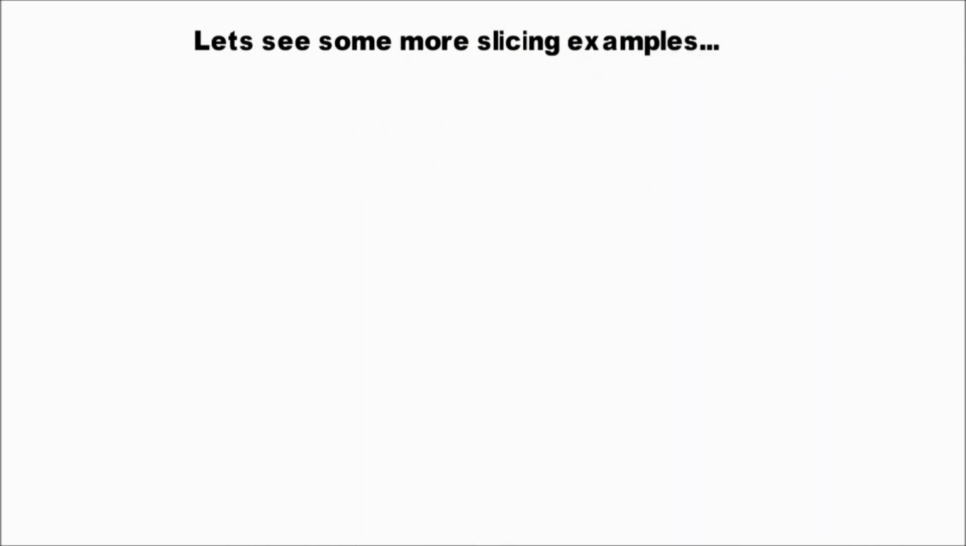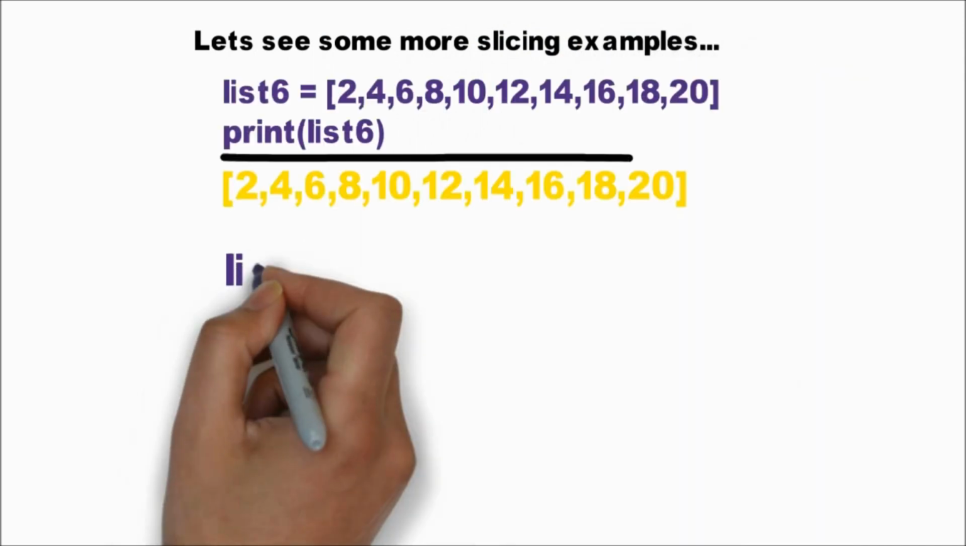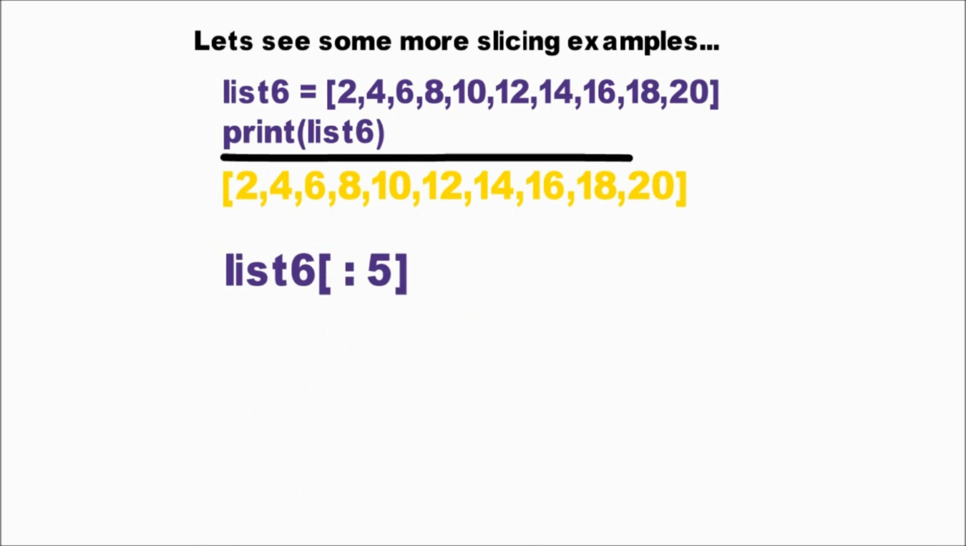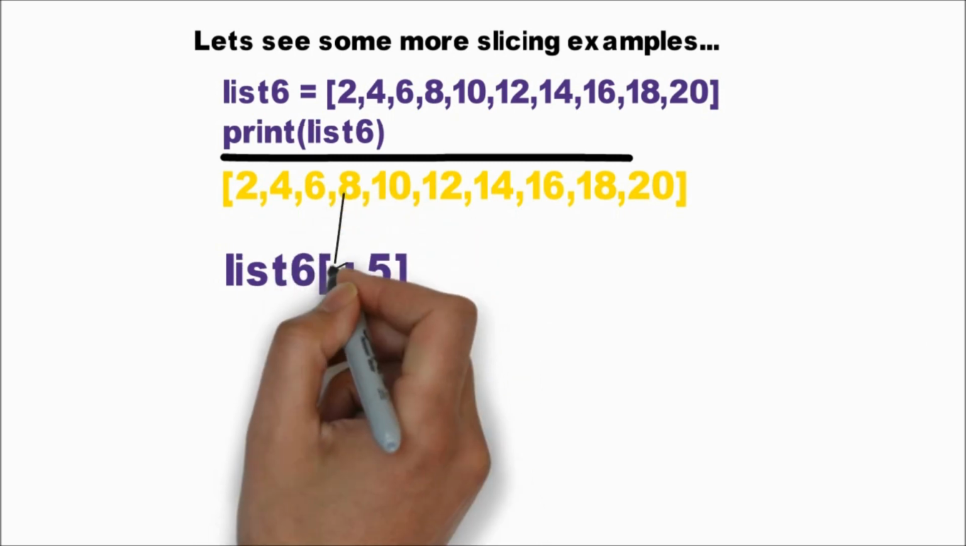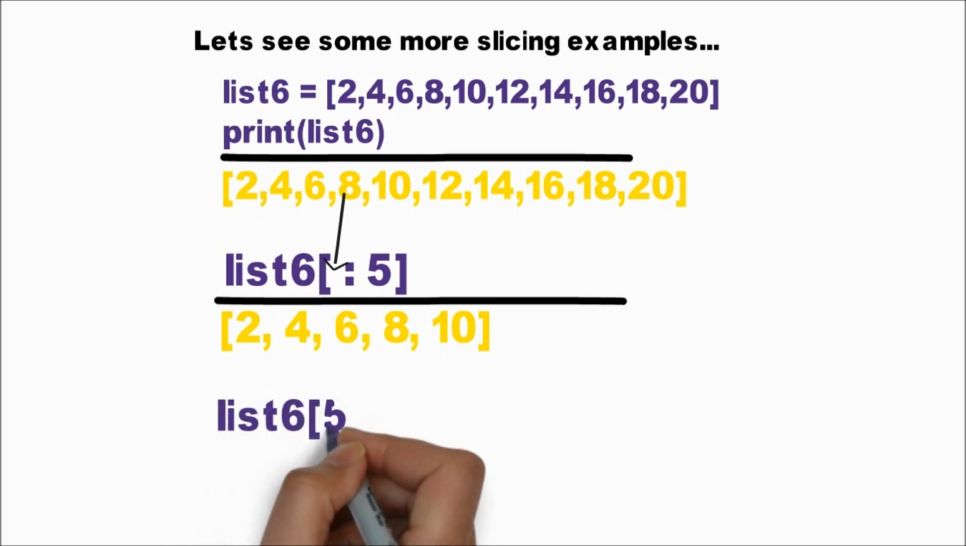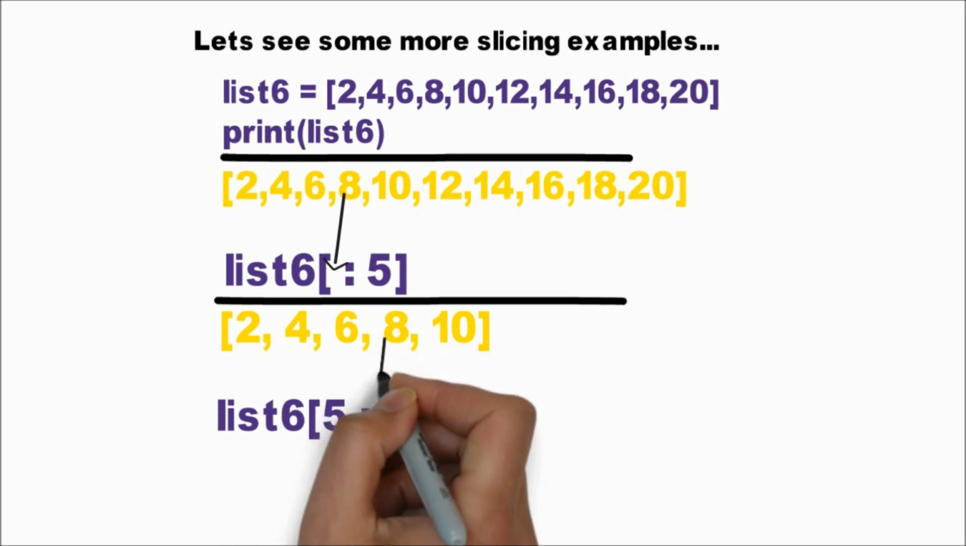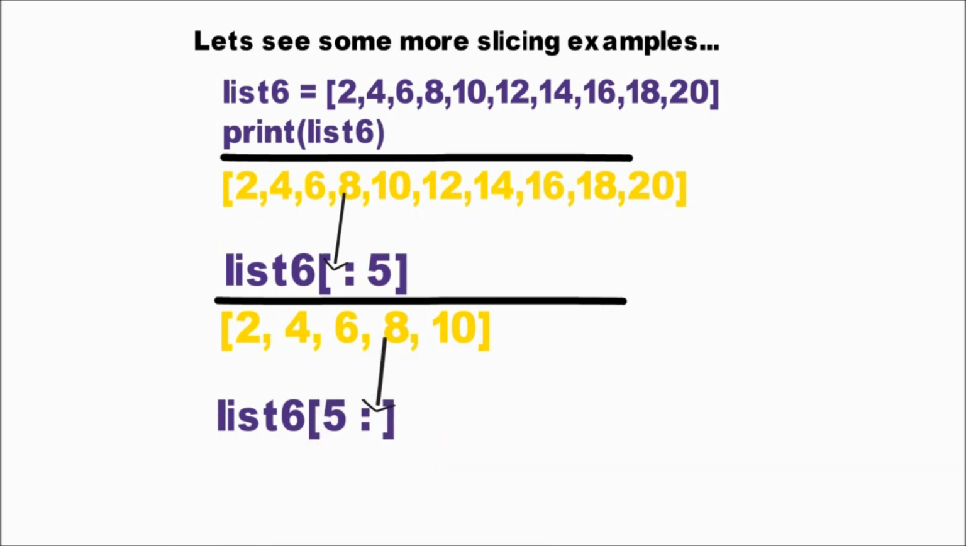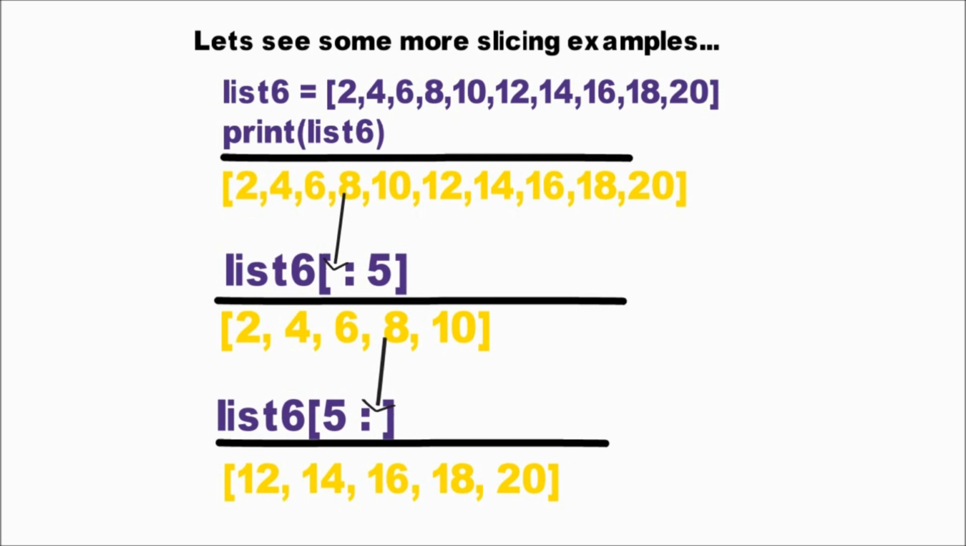Let's see some more slicing examples. So list6 of :5. If we skip the starting index, it will slice from index 0. So in our example, elements from index 0 to index 4 will be fetched. Then list6 of 5:. If we skip the end index, everything from the starting index to the last index will be fetched. Even the last element will be fetched.